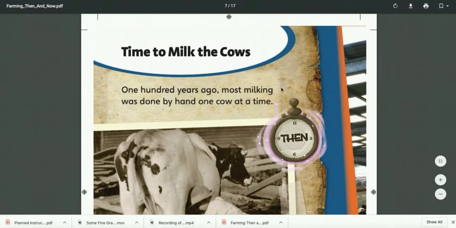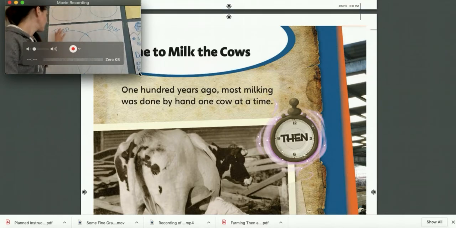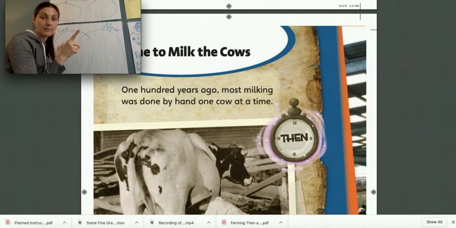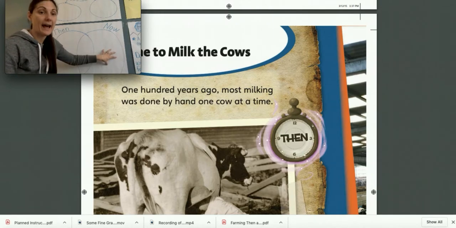Okay, so I'm going to read, here I know on this clock here, it says then. So I know that I am going to read about how farming was then. Okay, so it says 100 years ago, most milking was done by hand, one cow at a time. Okay, so that was then. So I'm thinking in my head, all right, if that was then, milking was done by hand, one cow at a time, that I'm probably going to write in this side, right? But let me read about now also.